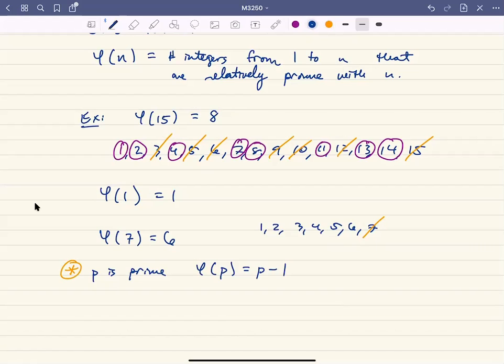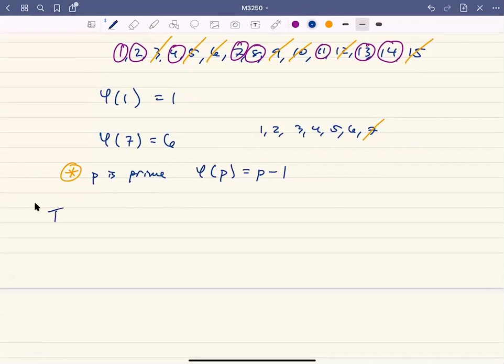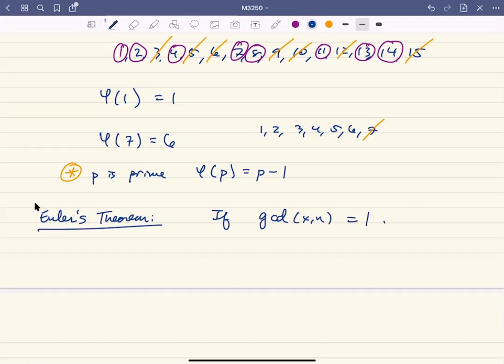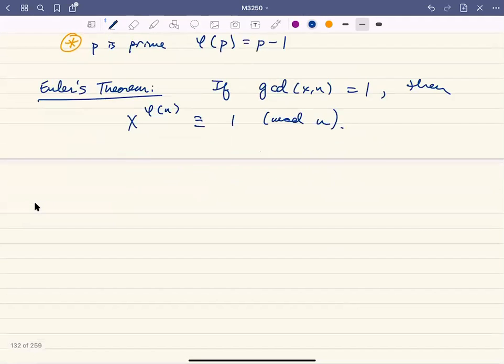It turns out that there's a nice theorem here, so we'll call this Euler's theorem. Seems like everything is named after Euler, as it should be, because he did it first. So Euler's theorem says that if x and n are relatively prime, then x to the phi of n is congruent to 1 mod n. In other words, x to the phi of n is 1 mod n.